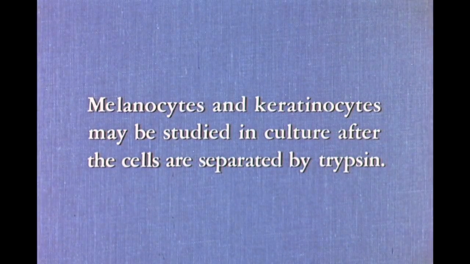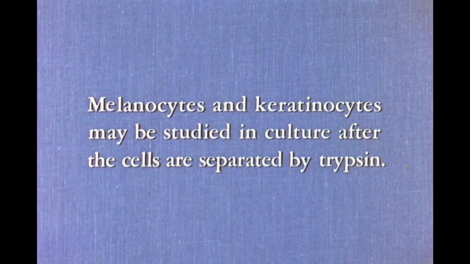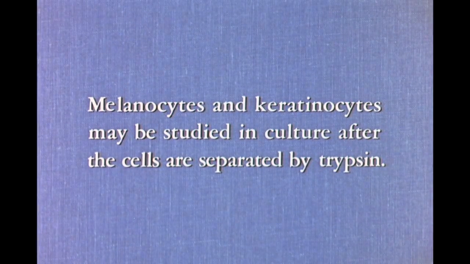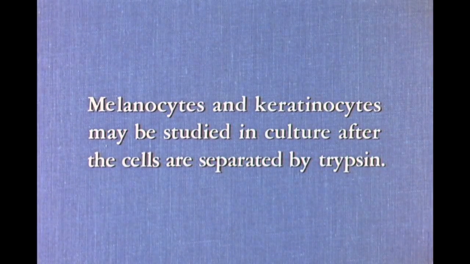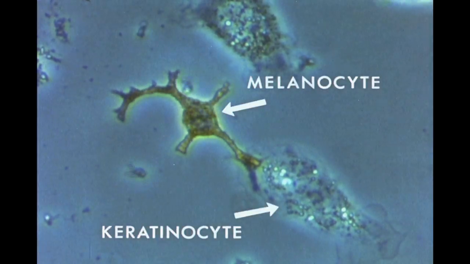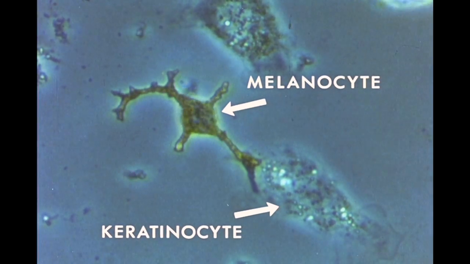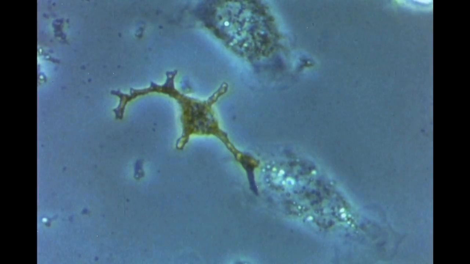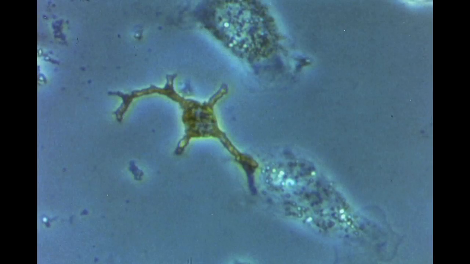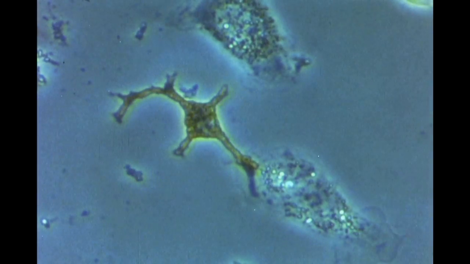To study the dynamic interactions between these two types of cells, they are isolated with trypsin and cultured in a cell suspension. Here the two cell types are easily distinguished by their shapes, but very often it is much more difficult to recognize the melanocytes.